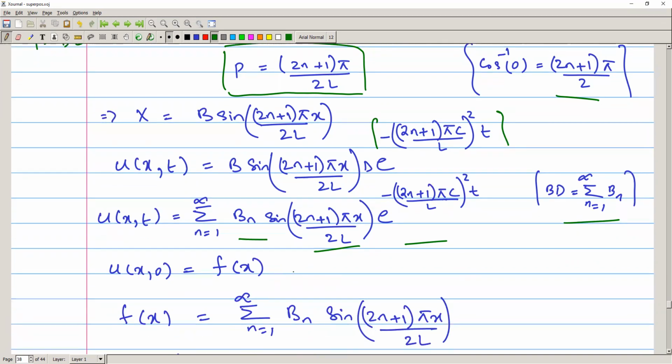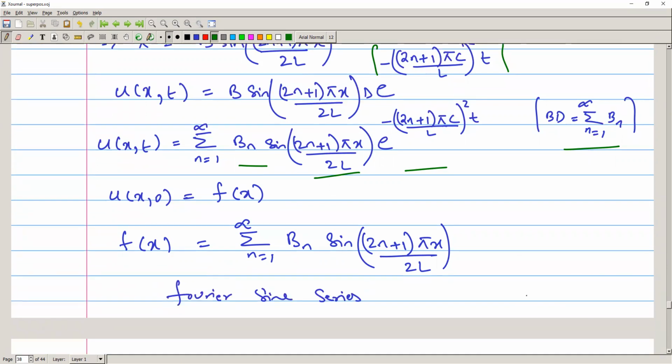So it can be any function of x, right? Either a trigonometric function or a polynomial function or an exponential function. So u of x comma 0, when we apply t equals 0, this will be e to the power 0, which is 1, right? Because of this t here. So the function of x will be equal to the summation n equals 1 to infinity of bn sine of this function.